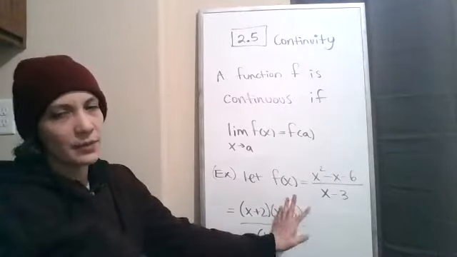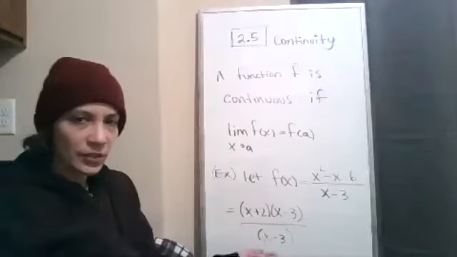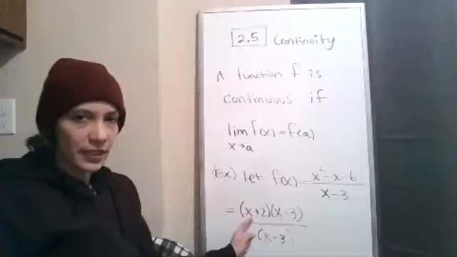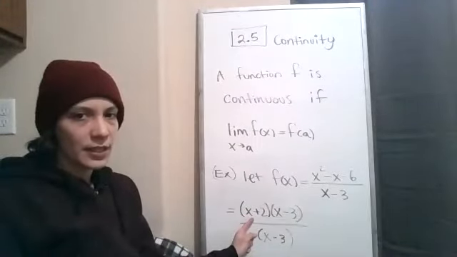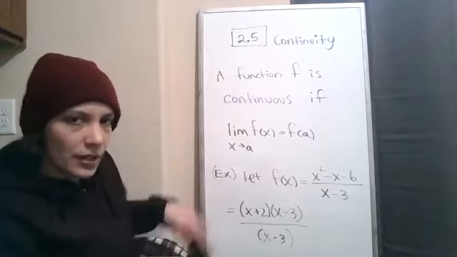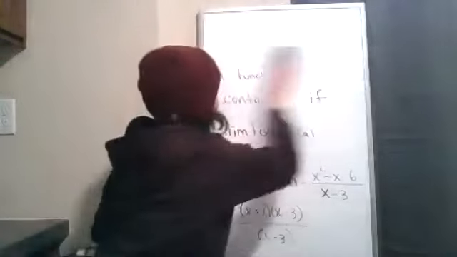So you would maybe think to cancel, but if you cancel, then you lose this information here where x cannot equal 3. But overall, the graph does look like the line y equals x plus 2. It just has a hole at x equals 3. We'll write it all down and draw everything here.